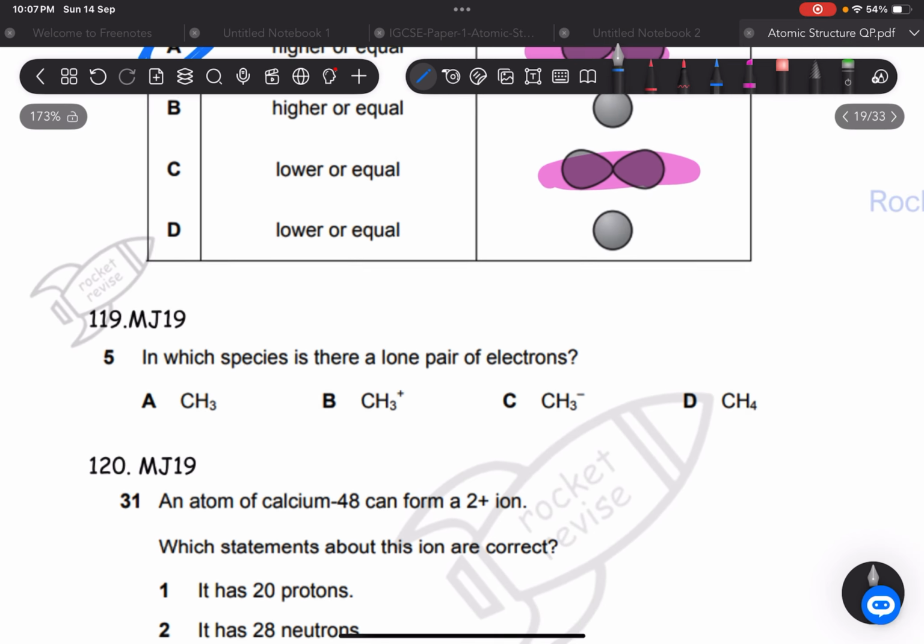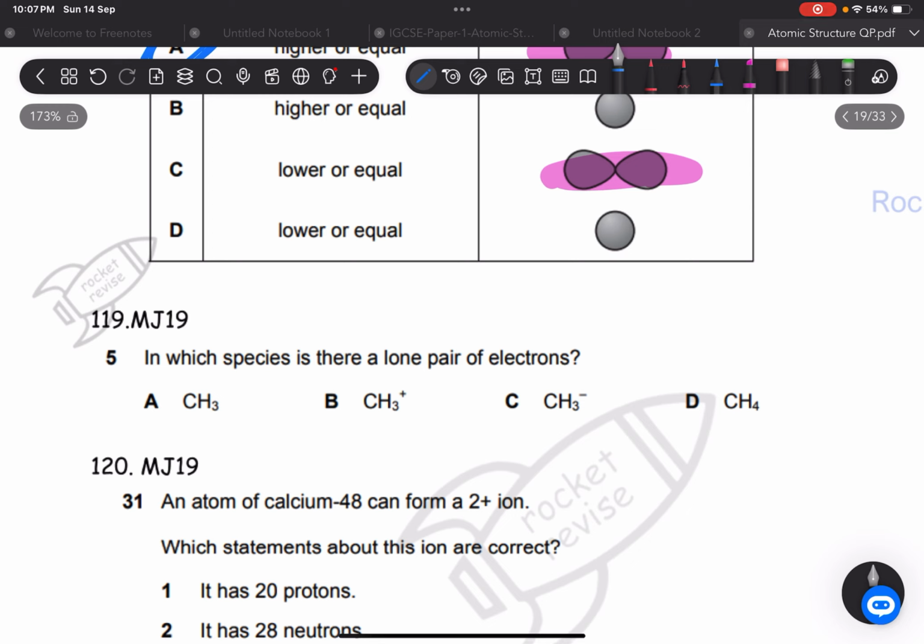In which species is a lone pair of electrons present? So we see this and we realize that in methane we don't have any lone pair on the central atom. In CH3 minus we have 1, 2, 3. Over here we have a lone pair. Yeah, over here we are gonna have a lone pair. How?